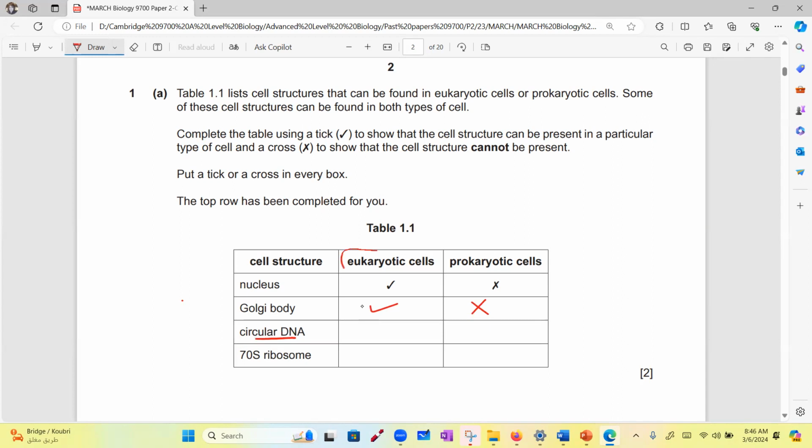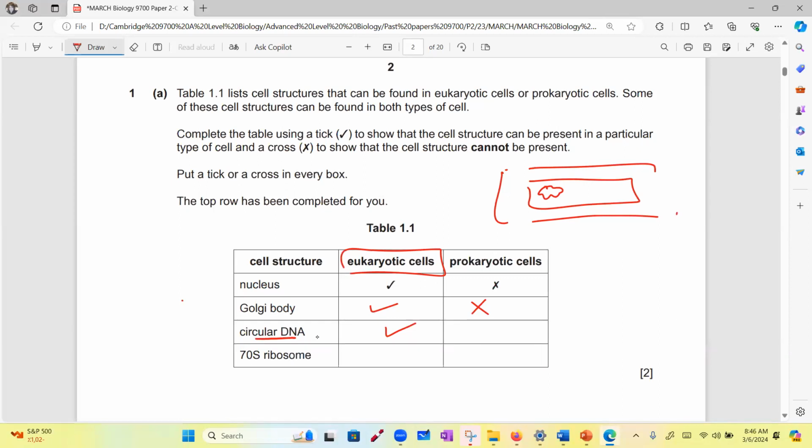Circular DNA is found in the eukaryotic cells, where? In the mitochondria or in the chloroplast, if we are talking about a plant cell. So it is found in the eukaryotic cells, and is it also found in the prokaryotic cells or not? Of course, yes. Prokaryotic cells are bacterial cells. They have no nucleus, but they have DNA. They have circular DNA. This is in any bacteria, and sometimes they have extra genes in a plasmid. And this plasmid is very important in genetic engineering. So yes, they are also found in prokaryotic cells.